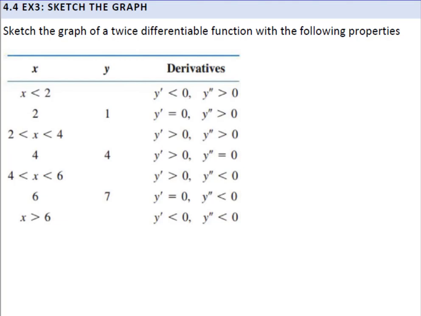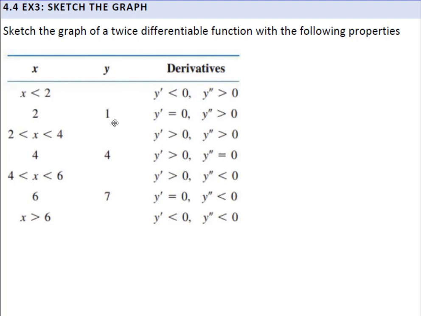All right, in this example, we are going to look at graphing a function without actually being given the function. So we have known information. In this first column, we have x values: x equals 2, x equals 4, and x equals 6, as well as some intervals: the region where x is less than 4, the region where x is between 2 and 4, and the region where x is between 4 and 6, as well as greater than 6.